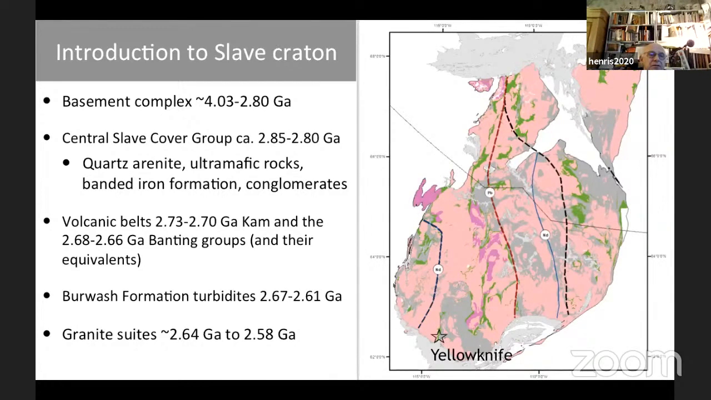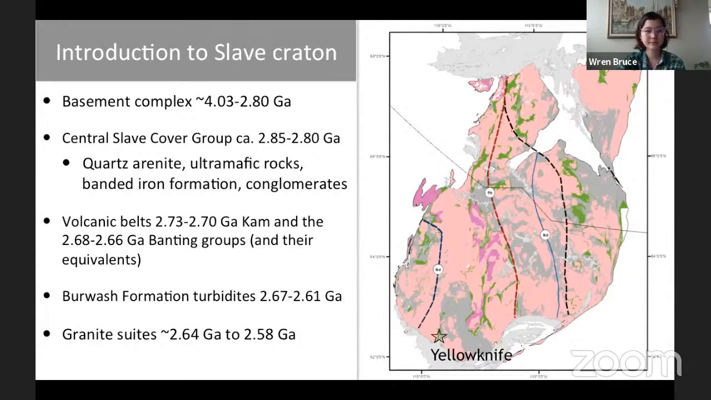In gray, we have turbidites, and a lot of this map is light pink, which is different granite suites, which are as young as 2.58 billion years old. Often when we discuss the Slave Craton, we do it from a Yellowknife greenstone belt-centric point of view, which is a good starting place for testing hypotheses and for making comparisons.